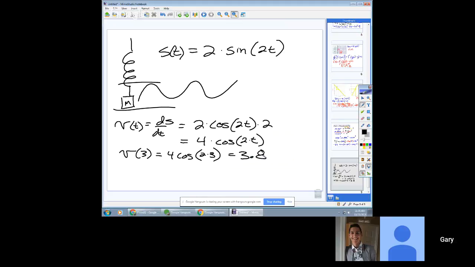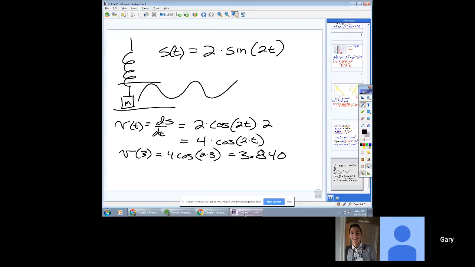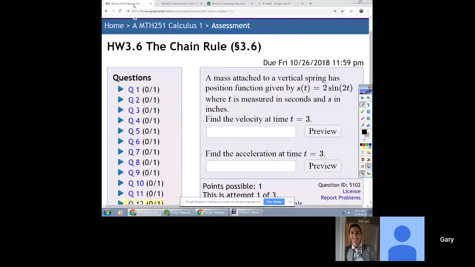3.84. Something just a little higher than 3.84. It's almost 4.5. I was like, where did that 5 come from? Yeah. So back to the original problem.